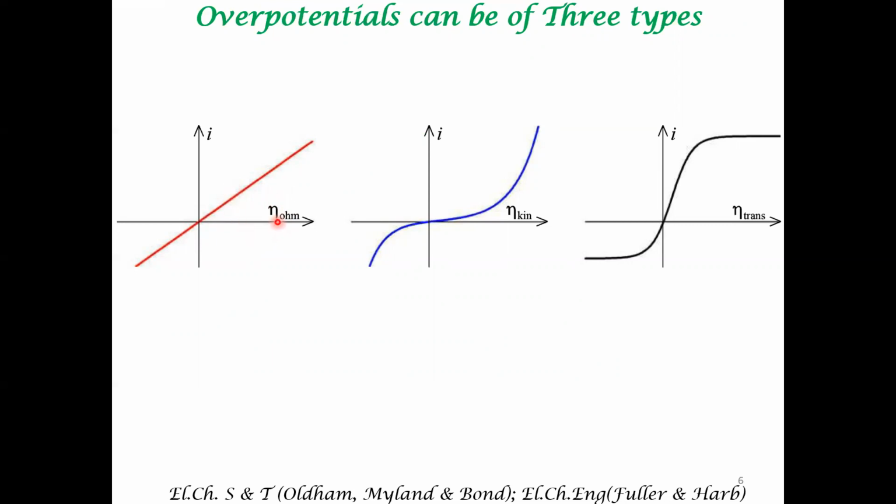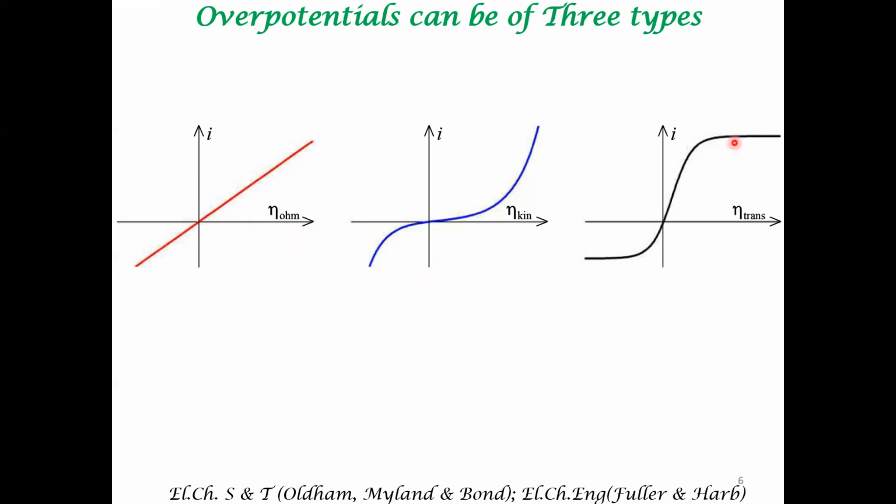The typical response for this behavior is that the current varies linearly with the overpotential. If such a behavior is observed, we will call it the response due to an ohmic overpotential. We will look at these things in greater detail. We are just introducing these topics in this lecture and in the previous lecture.